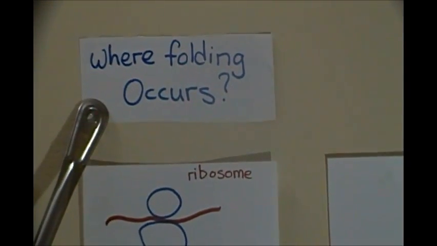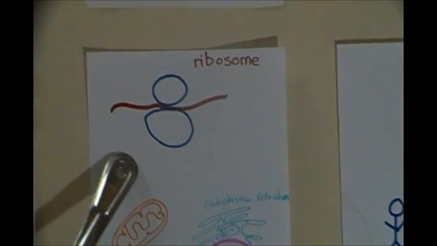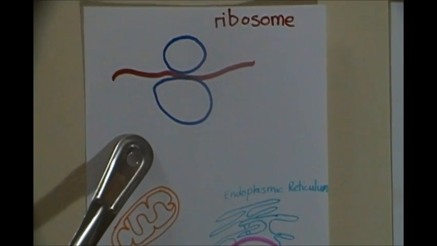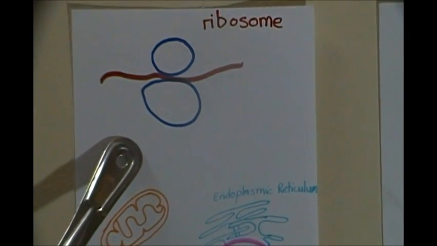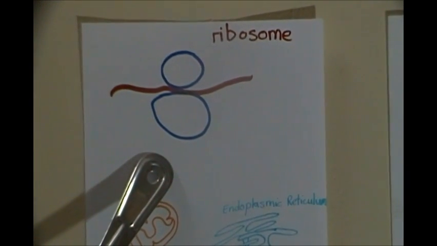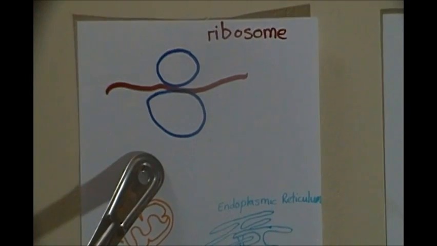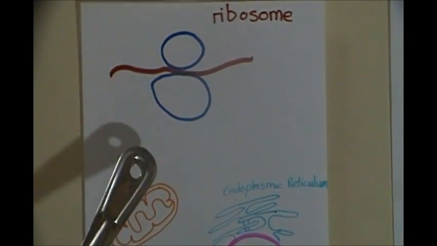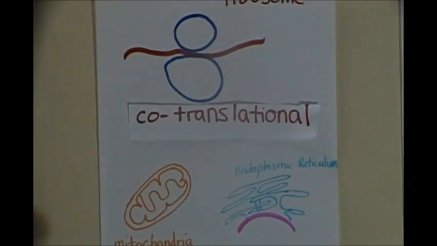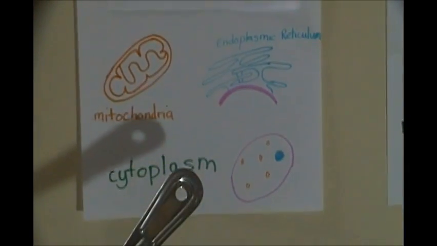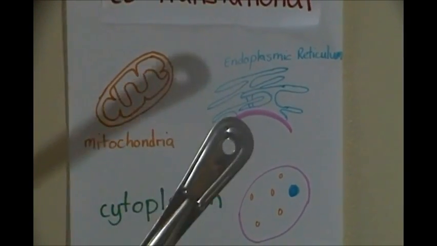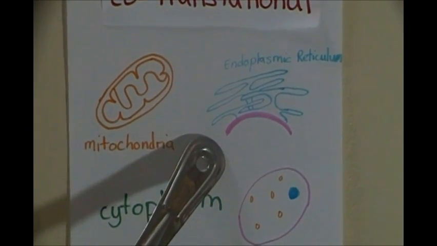Where does protein folding occur? Well, synthesis of protein occurs on the ribosome via translation of the mRNA. But we already know this. Sometimes folding of protein occurs while it is being translated. Therefore, it is called co-translational folding. Sometimes folding may occur in the cytoplasm, the mitochondria, or the endoplasmic reticulum.